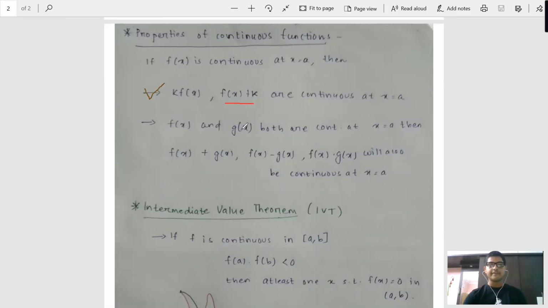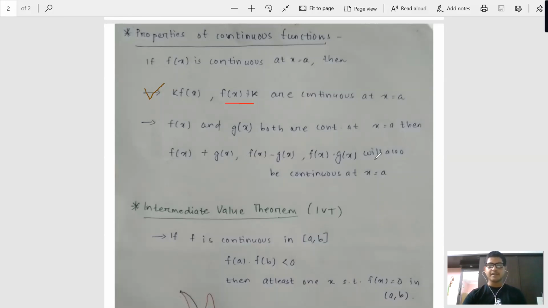And the next is, f(x) and g(x) both are continuous at x = a. Then f(x) + g(x), f(x) - g(x), f(x) g(x) will also be continuous. This is also the same argument, because this is continuous, this is continuous. So near about a, these two functions are continuous. So adding the values, they would be going up or down somewhat, but overall they would still remain continuous. You can check by taking f(x) = x + 1 and g(x) = x + 2, add them to get x + 3, just to verify. Similarly for f(x) - g(x), f(x) g(x).